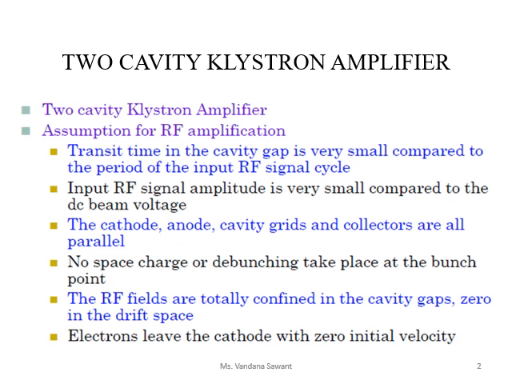While designing this two cavity klystron, some points need to be considered. First, the transit time in the cavity gap is very small compared to the period of an input RF cycle. Next, the input RF signal amplitude is very small compared to the DC beam voltage. Third, the cathode, anode, cavity grids and the collectors are all parallel. No space charge or debunching takes place at the bunch point. Then RF fields are totally confined to the cavity, with no field in the drift space. The electron leaves the cathode with zero initial velocity. These points need to be considered so that it can work as an amplifier.